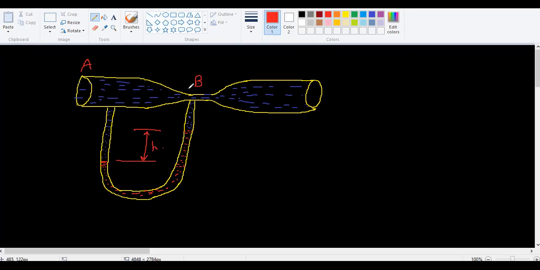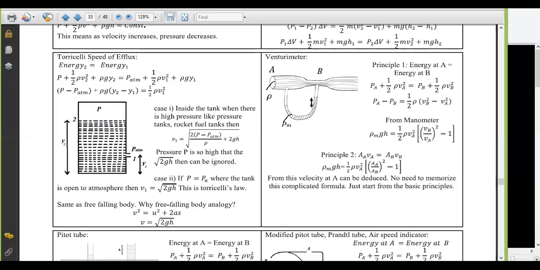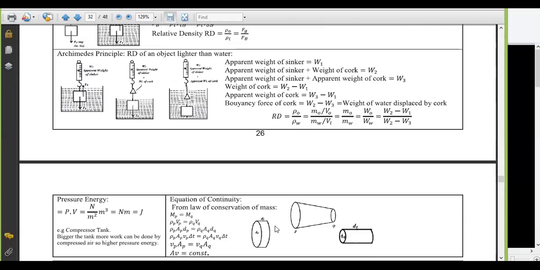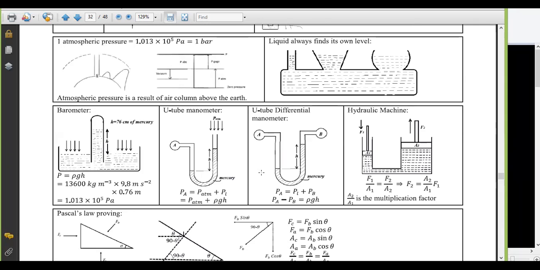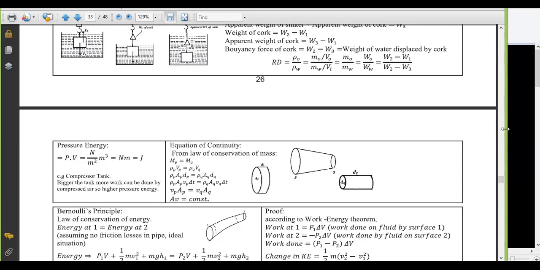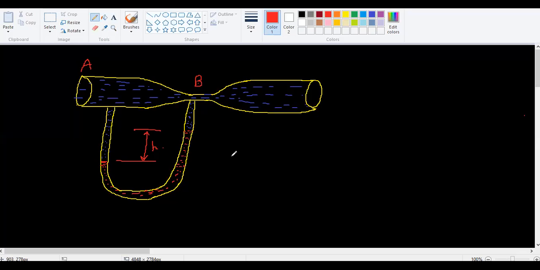You know that the pressure difference between this and this is nothing but rho gH, right? If you don't remember that, we studied something called the U-tube manometer. We studied two different variants: one is open to the atmosphere, the other is between two different pressures, which means the rho gH you see is nothing but the pressure differential. That's why it's called a differential manometer. So this is acting like a U-tube pressure manometer, or differential manometer, to find the difference between these two pressures.